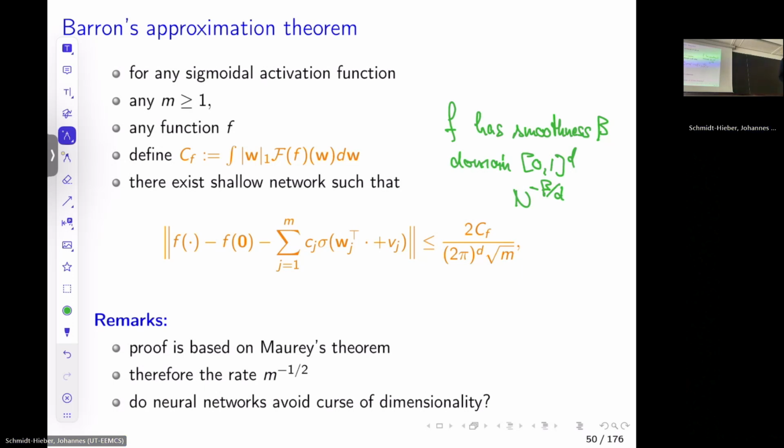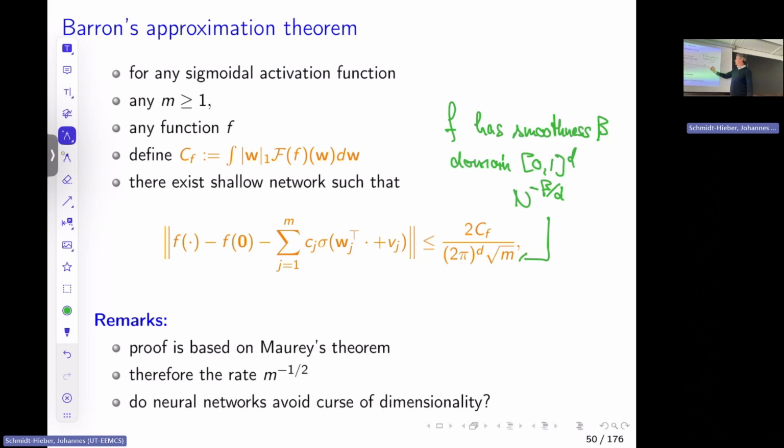No, I didn't. Okay. So if we have smoothness beta, we would expect this rate. And if beta is, say, 1 or so, then we get the rate n to the minus 1 over d, and that suffers from the curse of dimensionality. Now, in this Barron approximation result, we get the rate 1 over square root of m, which does not depend on something like 1 over d, right?